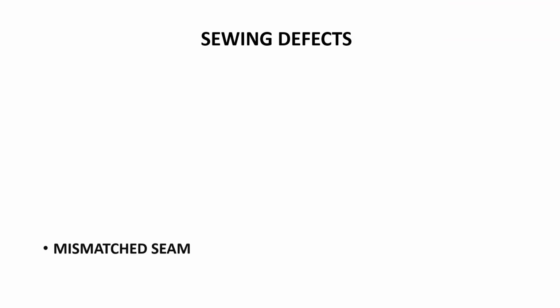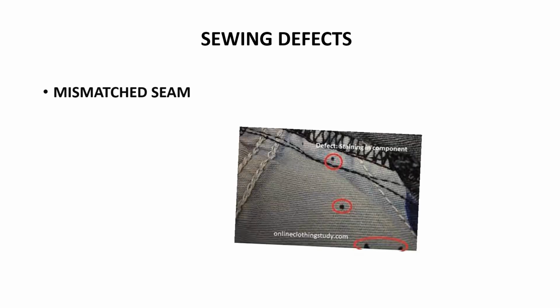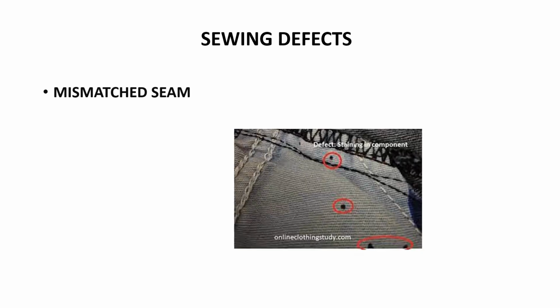Now, students, in sewing defects there are also cases of mismatched seam. Seams are not matching from one area to another, as shown in the particular figure. So mismatched seam can also be generated as a sewing defect in a particular garment lot or in a particular production.